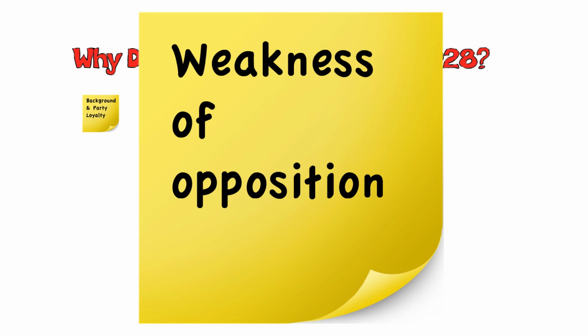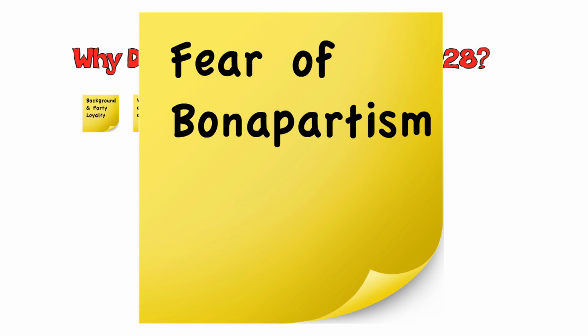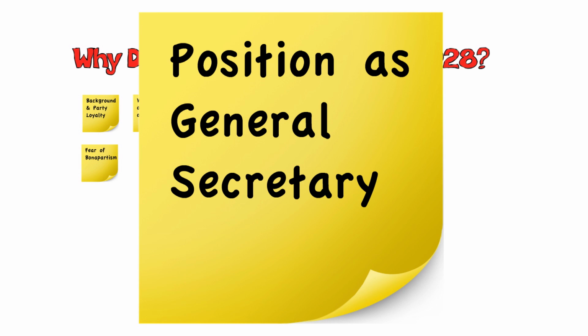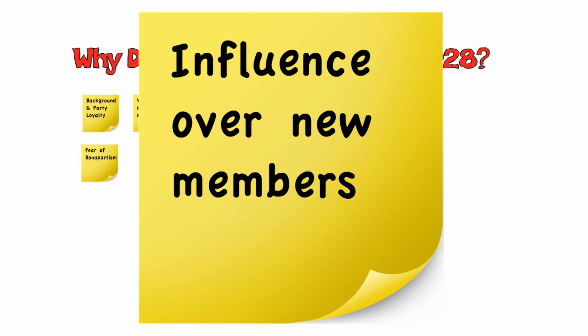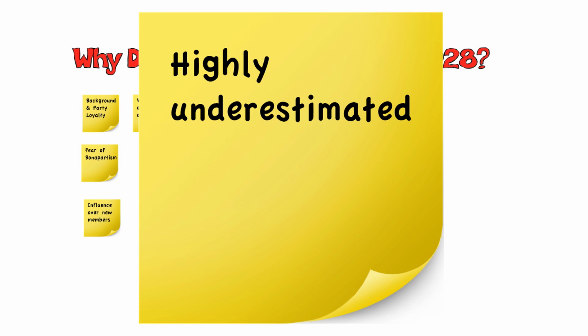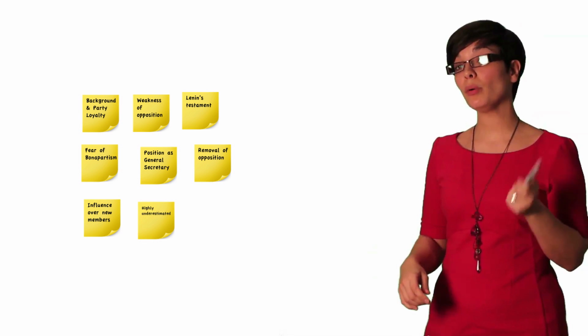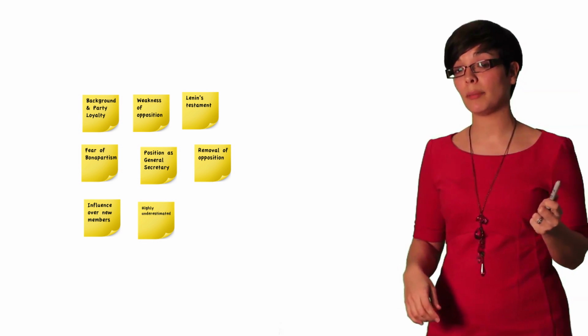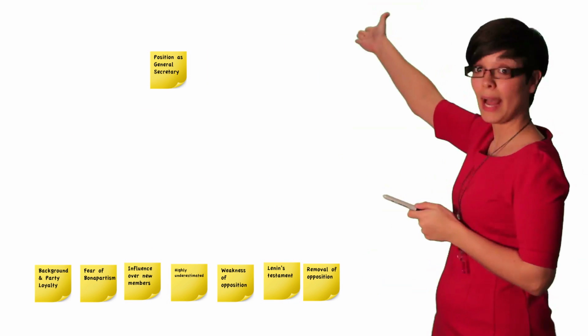The weakness of his opposition. The incident of Lenin's testament. The fear of Bonapartism would be another cause. Stalin's position as General Secretary. His removal of opposition. New members of the party were easily influenced, and everybody underestimated Stalin. I decide that I think the most important reason why Stalin was able to rise to power was because of his position as General Secretary. So I put that at the top.